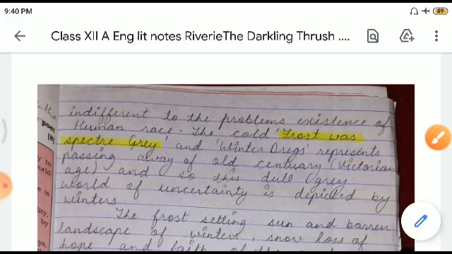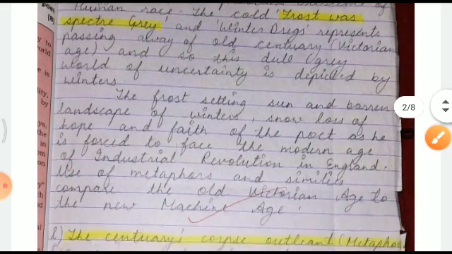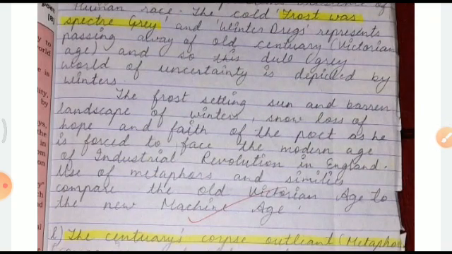So such a scene has been depicted: the frost-sitting, barren landscape of winter, snow, loss of hope and faith of the poet as he is forced to face the modern age. From the Victorian age, there is a transfer towards the modern age, right?